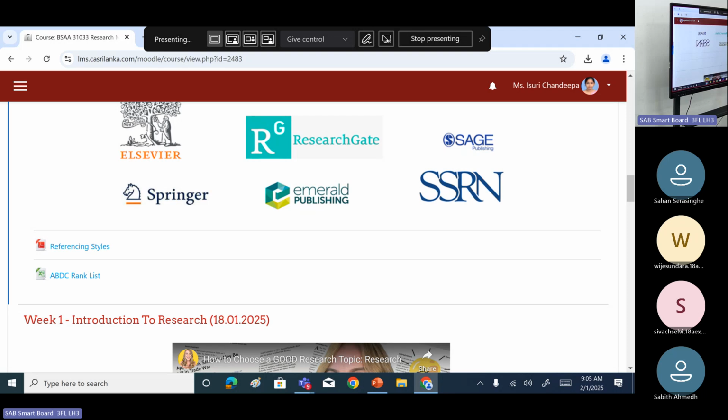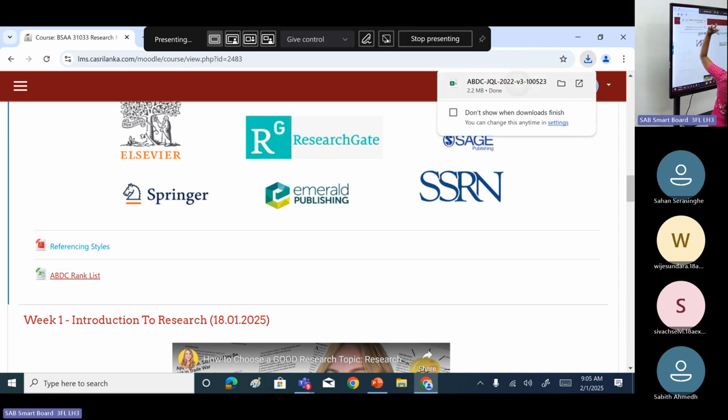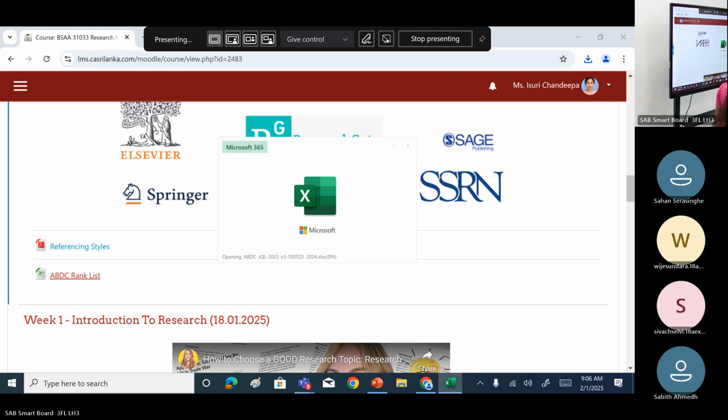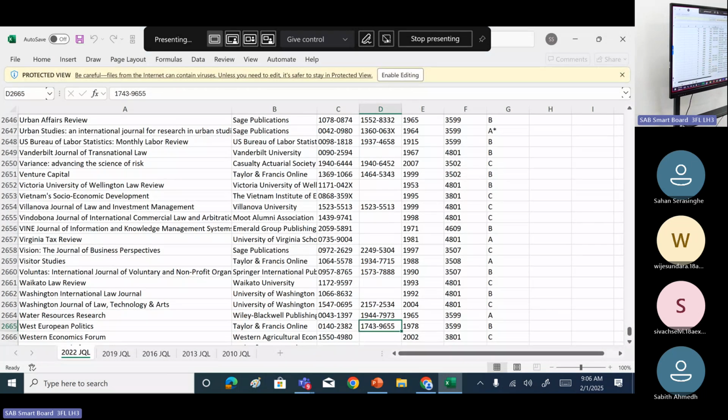This is the ABDC rank list. Scopus. See here, this is the list.